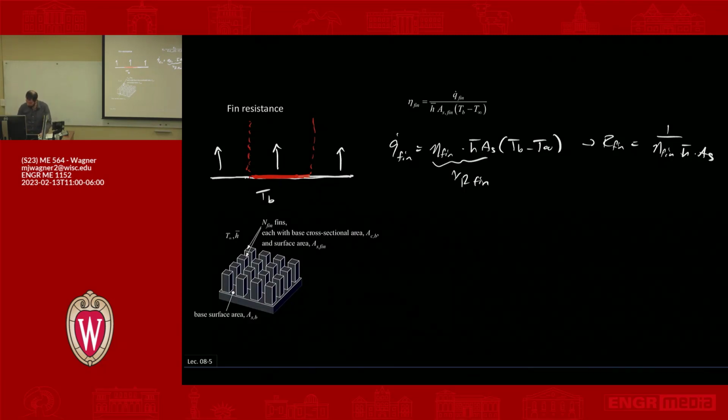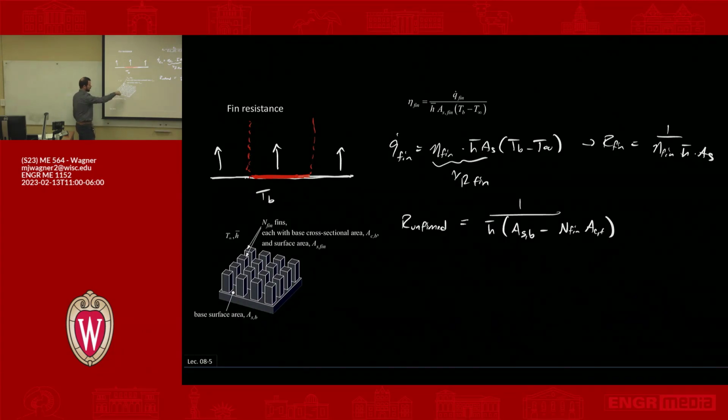So let's write out an expression for the unfinned resistance, R unfinned. Our R unfinned is going to be 1 over h bar times A_S of the base, the surface area of the base, minus the number of fins times the cross-sectional area of the fins. Right. So what we're saying is that there's convection occurring with the base just like there is with the fins, but it's only occurring on the area that's exposed, so you're taking the balance of the area.